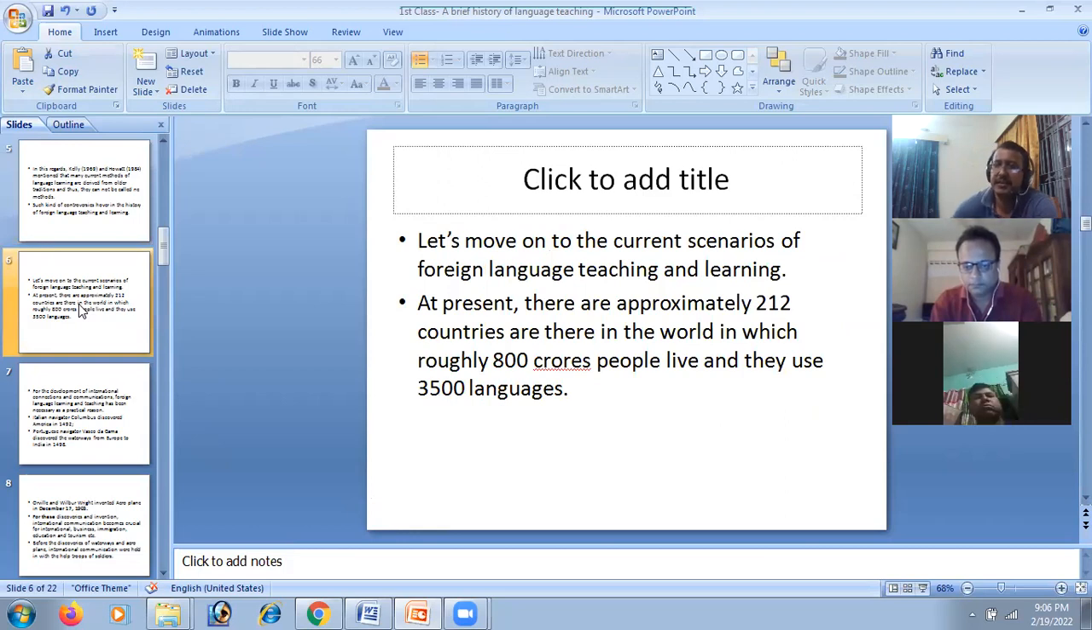Let's see the scenario of English language teaching, or foreign language teaching. I am repeating English language and foreign language in this scenario because English has become the global language. Looking at the rough statistics, there are nearly 212 countries in this world, and in those countries nearly 800 crore people live, and they use 3,500 languages. This is the scenario.